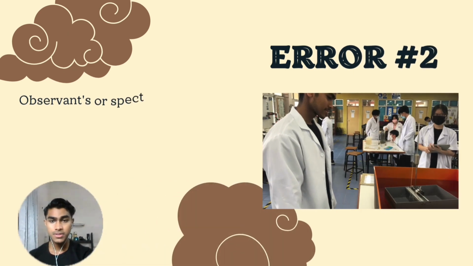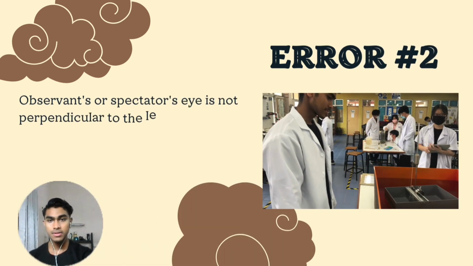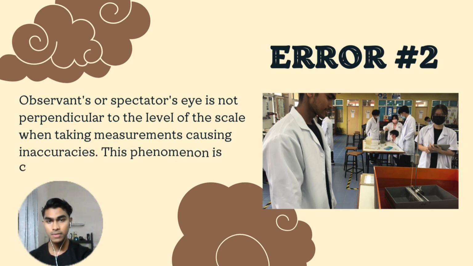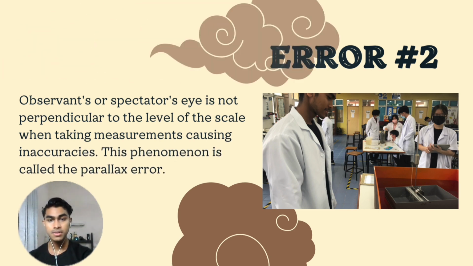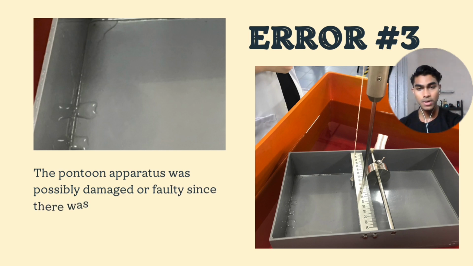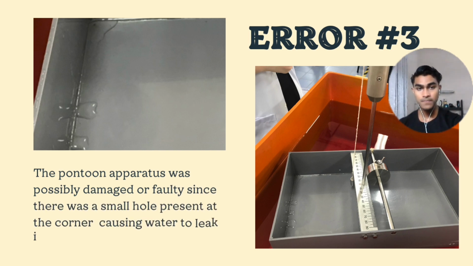Next, another error present is called the parallax error. This happens when the observer's eye is not perpendicular to the level of the scale, causing inaccuracies when taking measurements. Lastly, it is found that the pontoon apparatus was possibly damaged or faulty since there was a small hole present at the corner, causing water to leak into the cavity of the pontoon, possibly altering the accuracy of the experimental results.